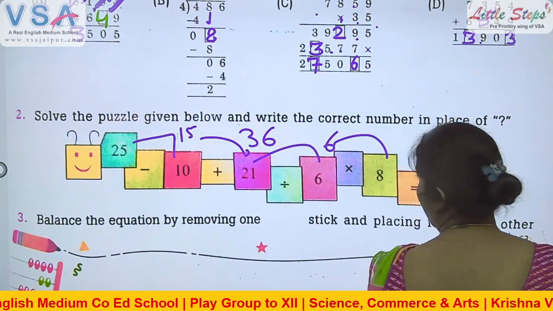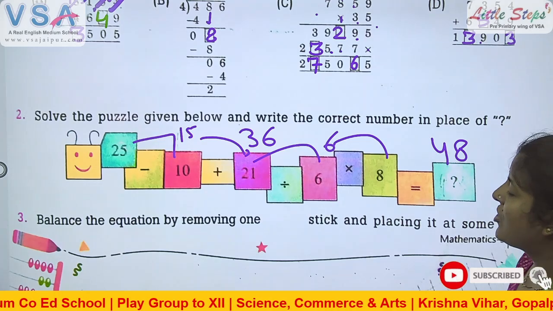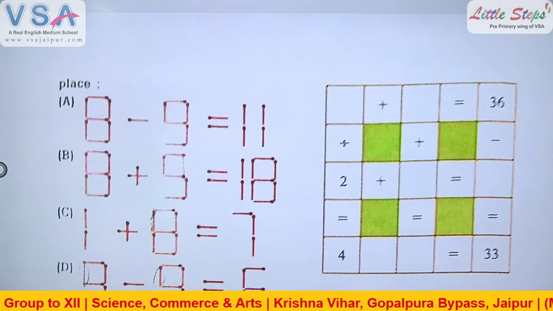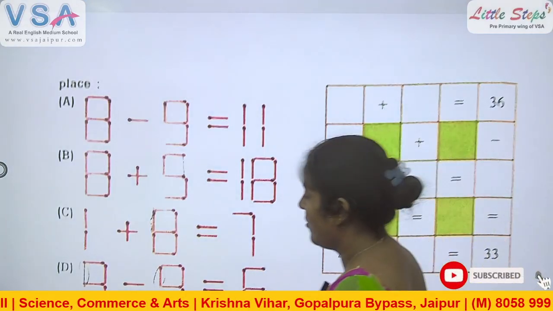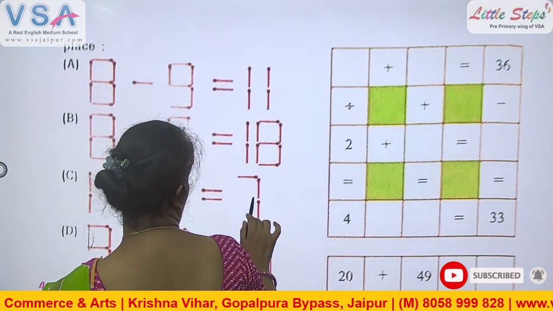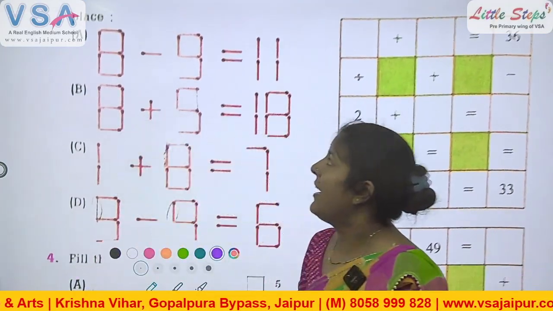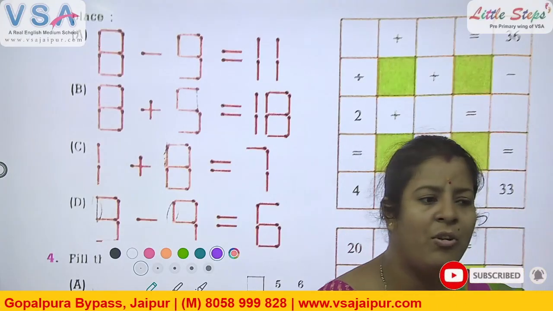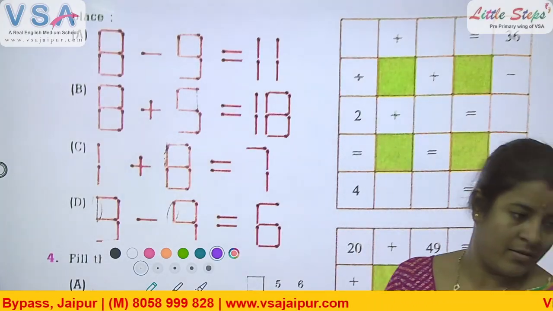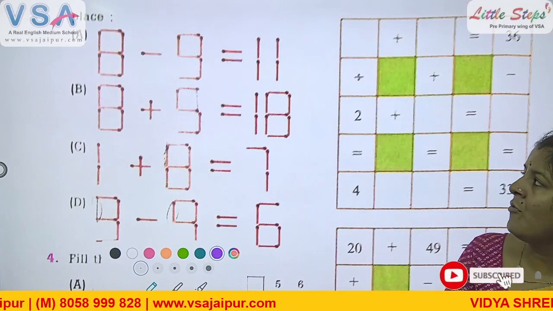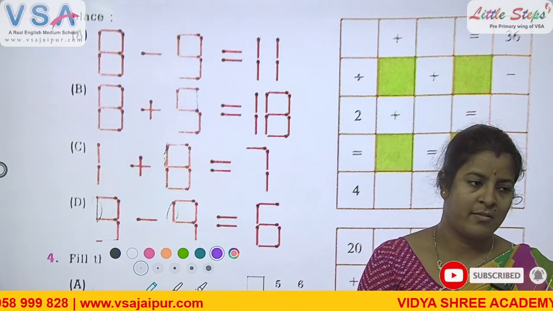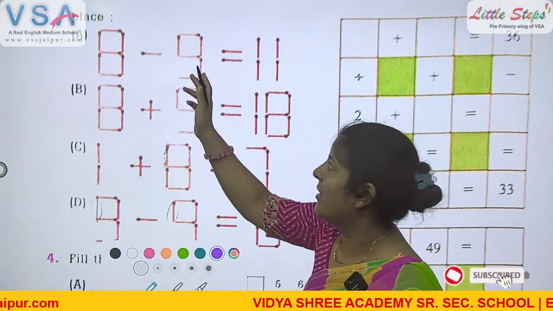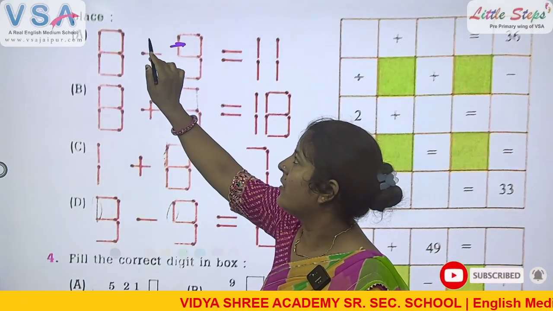Then the next question number 3. Balance the equation by removing one stick and placing it at some other place. 8 minus 9 equal to 11. So what are you doing? Yes, Kartik. Which stick do we remove on this side? Which stick will be removed today? The 9's. This one? And write on this side.